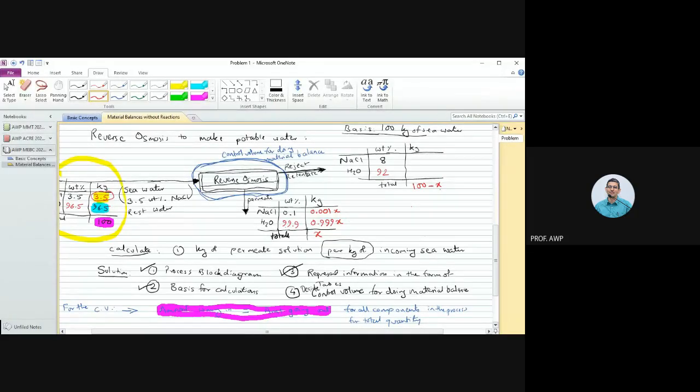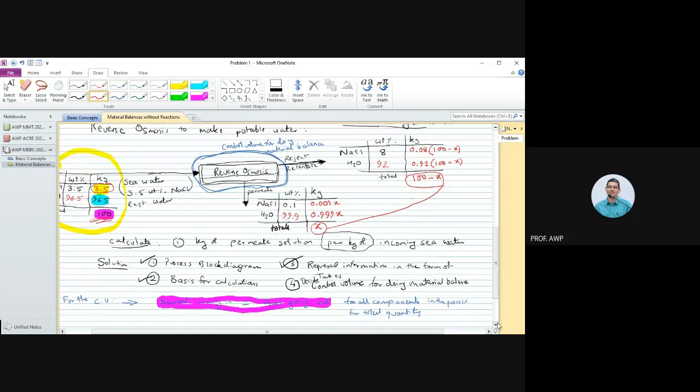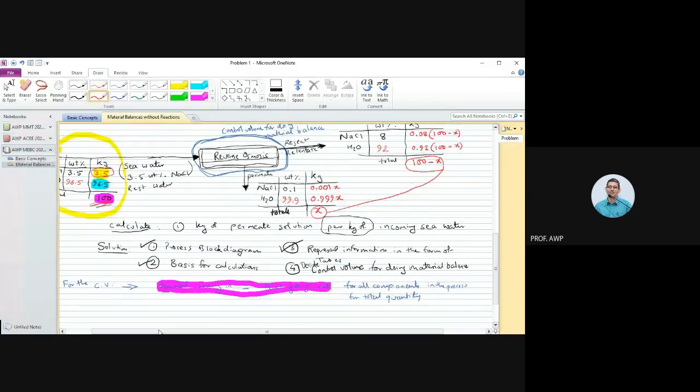If it is 100 minus X kg of the retentate, sodium chloride in that would be 0.08 multiplied by 100 minus X. And water would be 0.92 into 100 minus X. Now, by writing X and 100 minus X, I have automatically used the overall material balance of 100 kgs. So to get a value of X, now I can write a sodium chloride balance. What comes in? 3.5 kgs is what comes in.